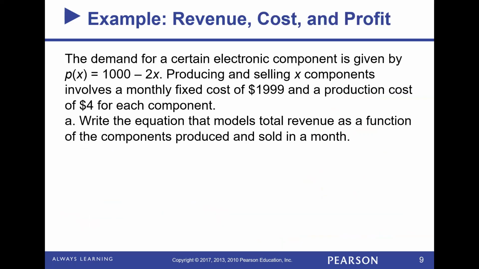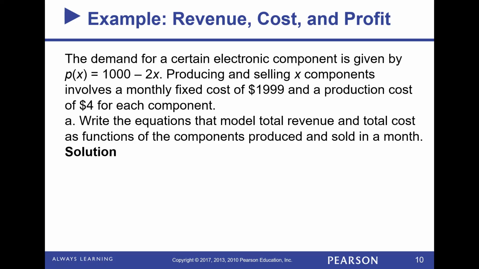Okay, let's keep going. So let's do a word problem. So the demand for a certain electronic component is given by P of X equals 1,000 minus 2X. Producing and selling X components involves a monthly fixed cost of $1,999 and a production cost of $4 for each component. Now we're going to write an equation that models the total revenue as a function of the components produced in a month.